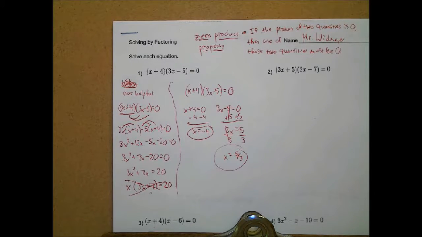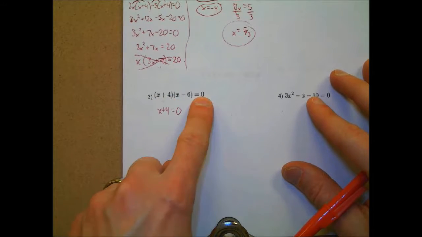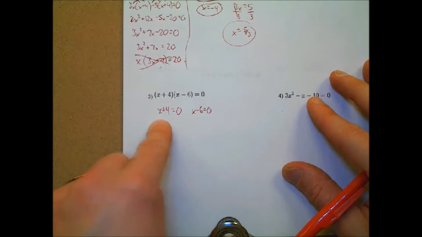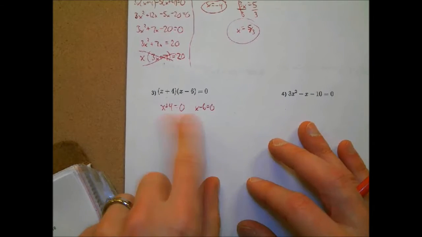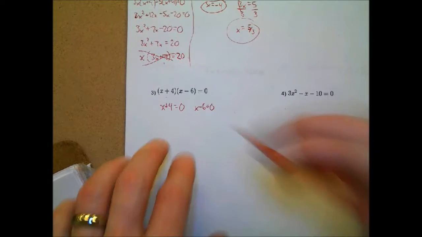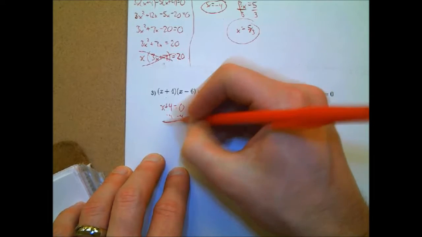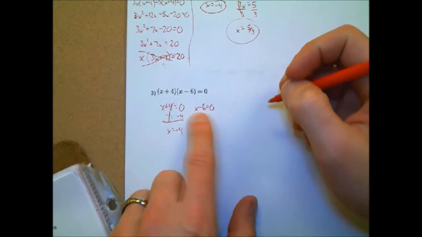Good? Okay. Number 3. So if those 2 things multiply to give us 0, one of these 2 things is equal to 0. So we set them equal to 0. And now we solve these 2 simple equations. So Catherine, to solve for x here, what do we do to both sides? Minus 4. So x is equal to -4.